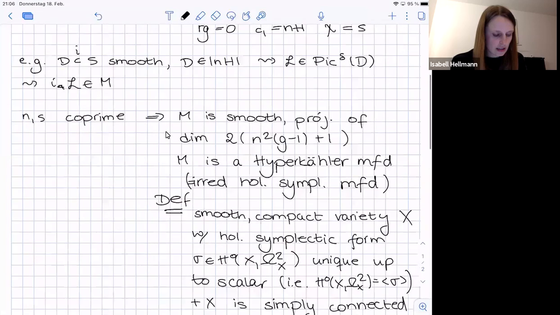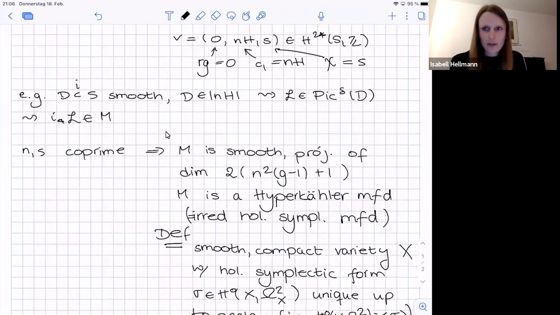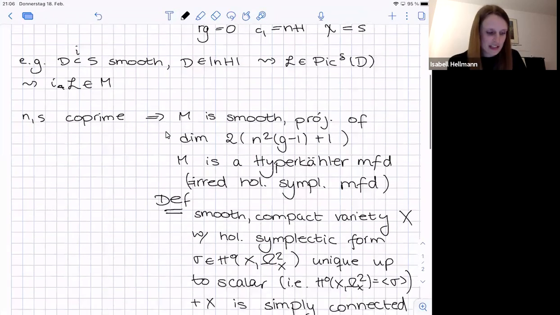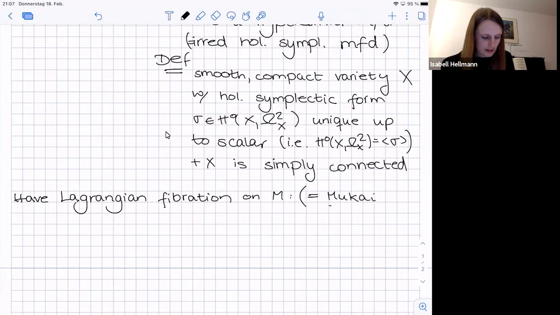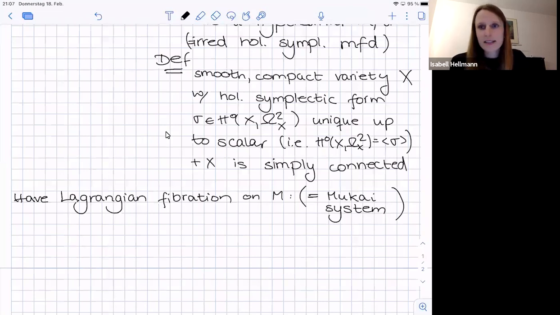Definitely deformation equivalent, and for some choices of S, birational. Okay, and so I have a Lagrangian fibration on M, and this will be the Mukai system. What I call a Lagrangian fibration is a map where all the fibers are Lagrangian subvarieties. But you could also call it a completely integrable Hamiltonian system, and this is why the term system pops up.